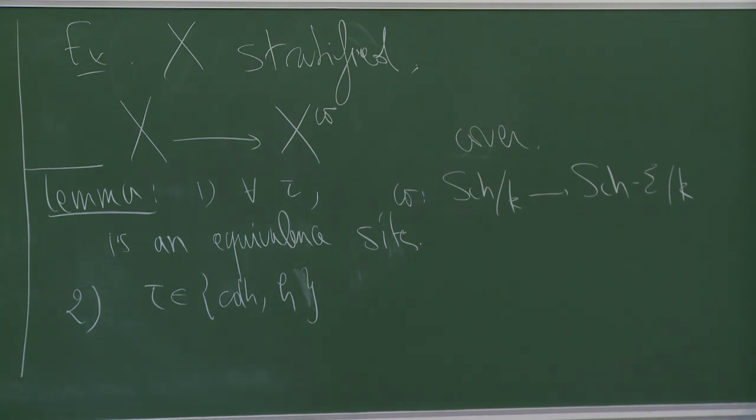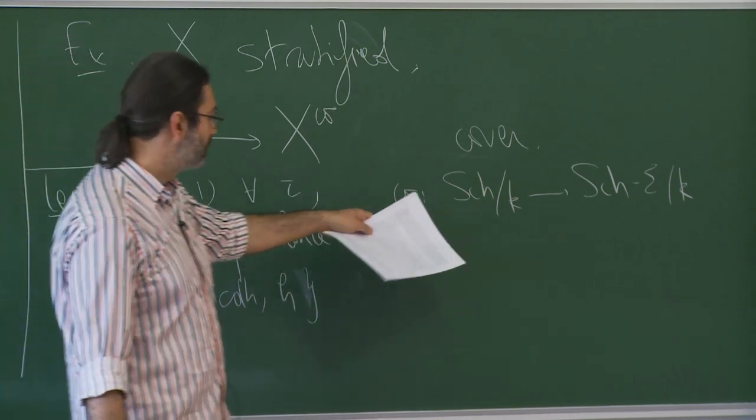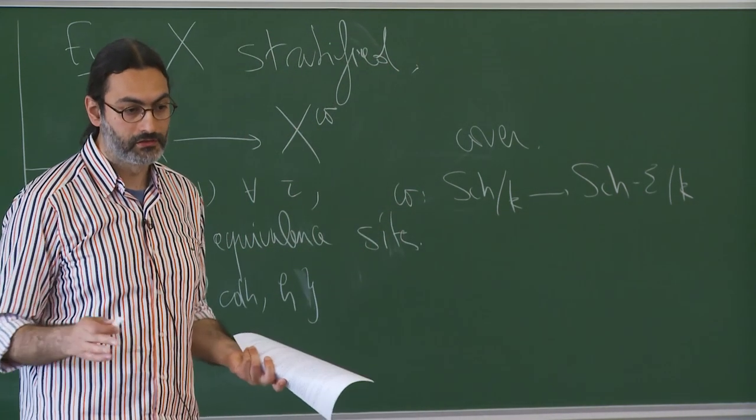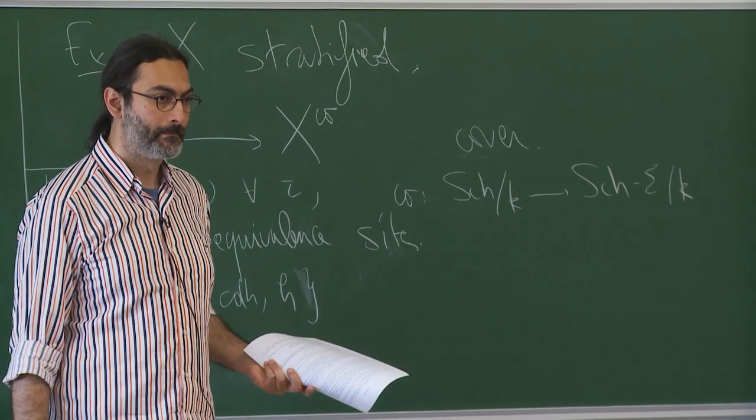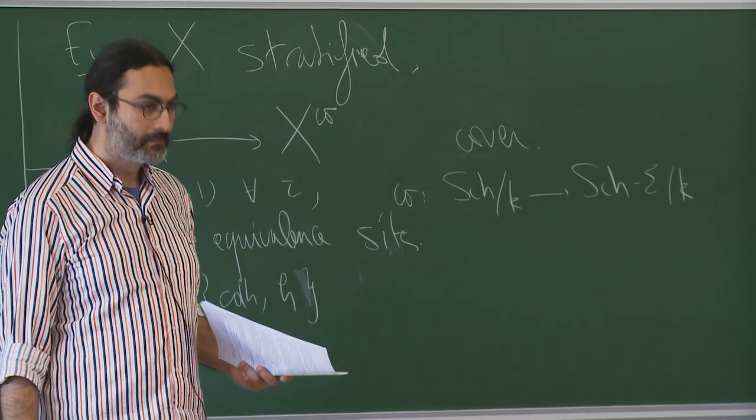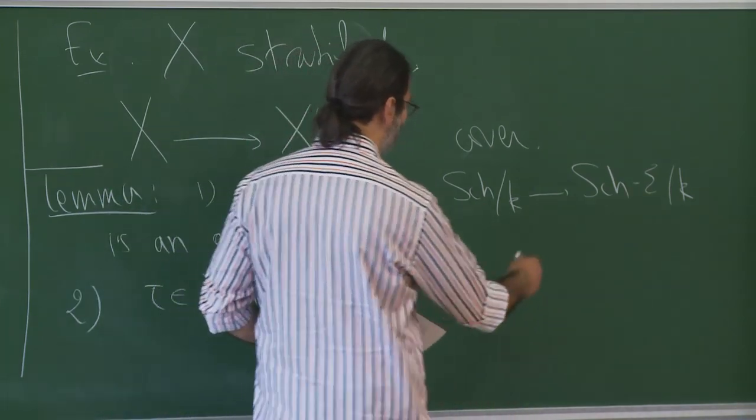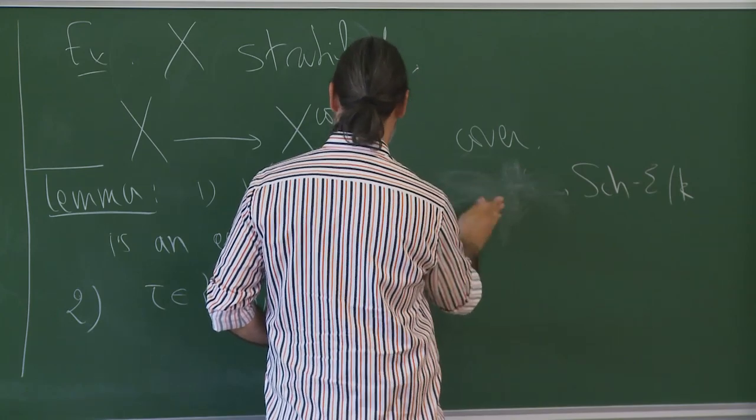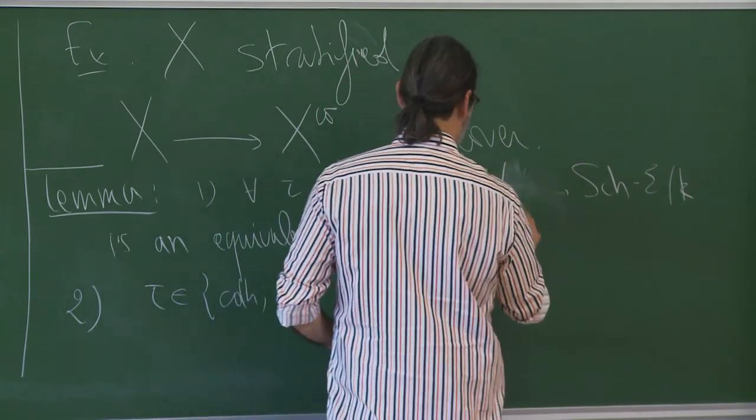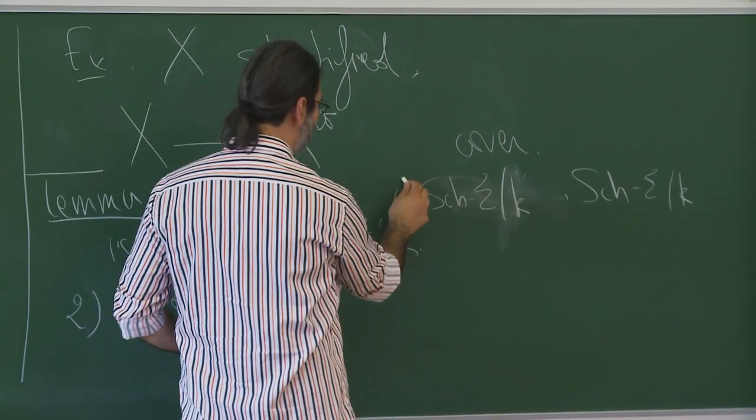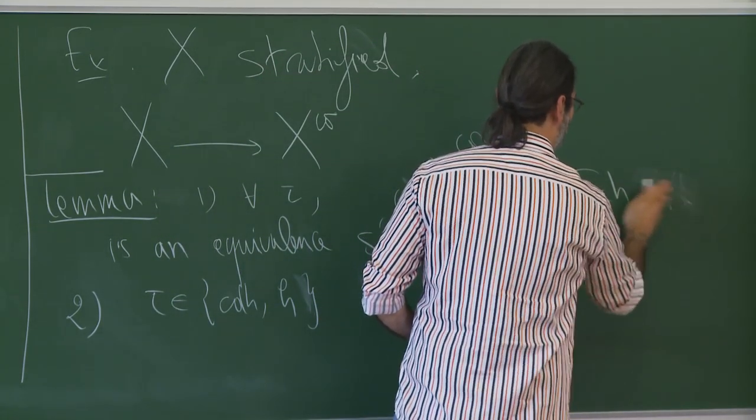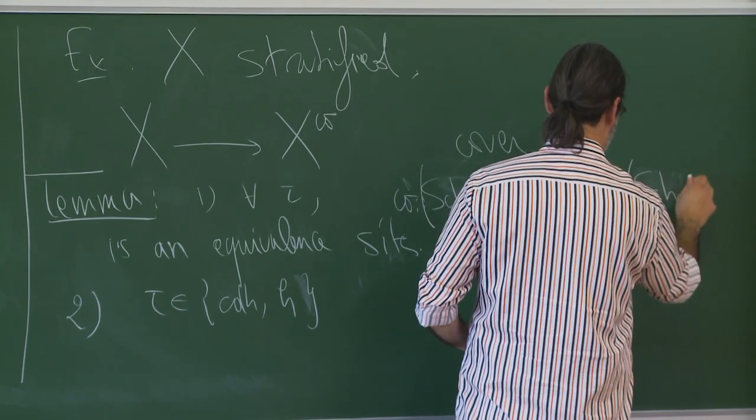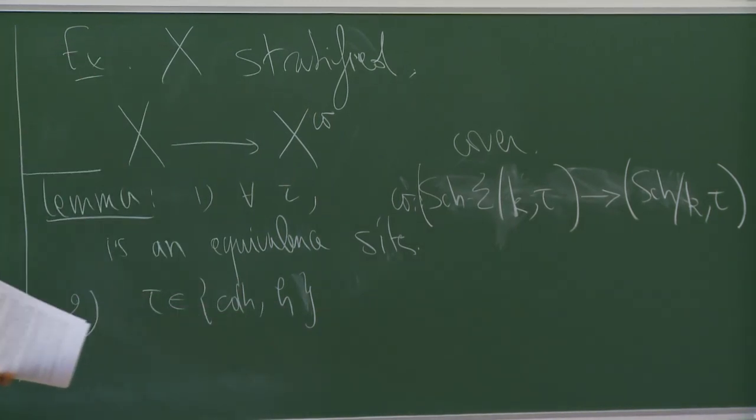So the functor coarse, which sends a scheme X to the scheme with the coarse stratification, is a morphism of sites. This is a delicate convention, because the functor is always the other way. So if I look at the sites, maybe I put the topology here, I have this morphism of sites, and this is an equivalence of sites. Is this okay?